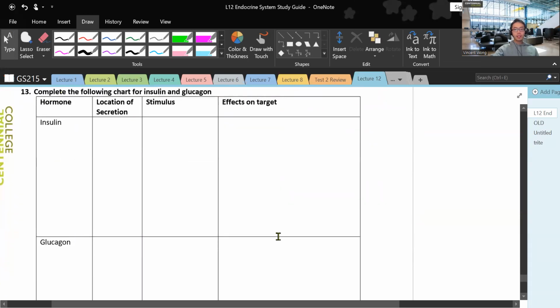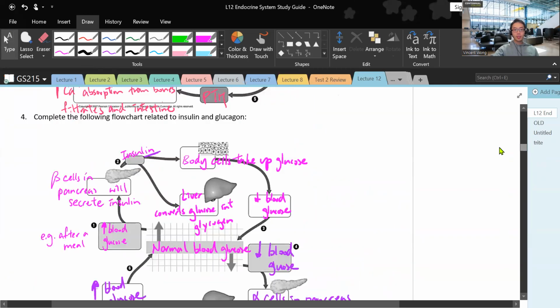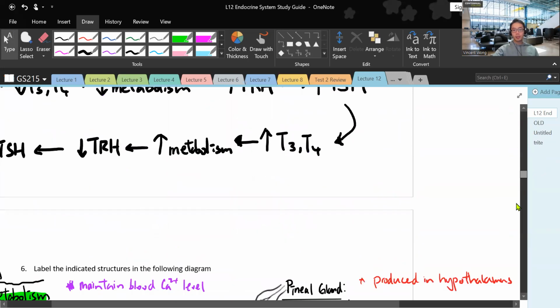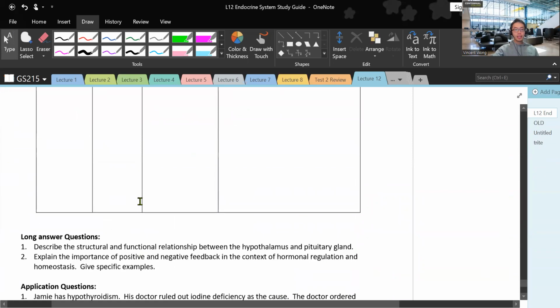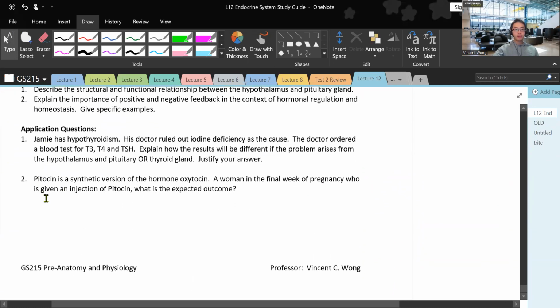Next, we have insulin and glucagon. I don't think I'm going to do this one because you can just go back to this flow chart and fill it in yourself, right? All the information is here already, so I don't want to repeat too much. These two are pretty straightforward. Let's take a look at the application question here.